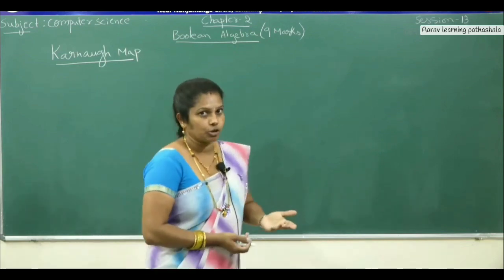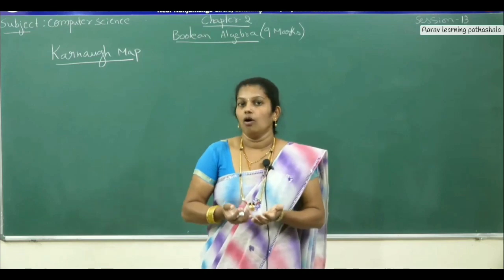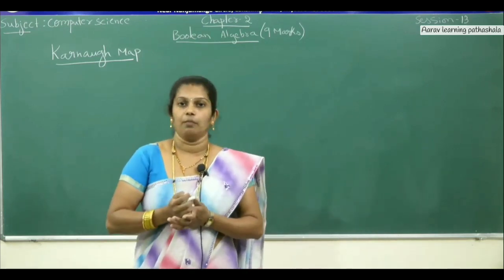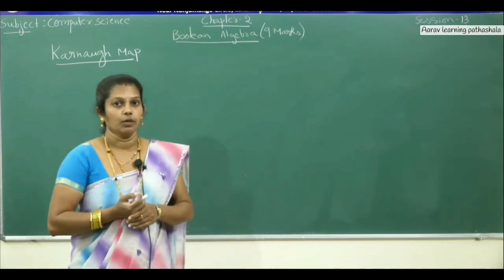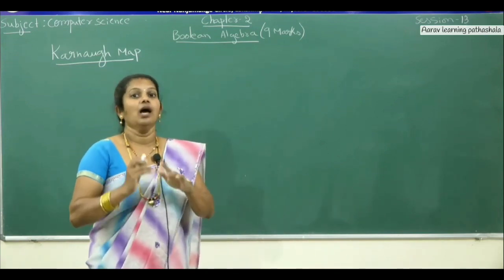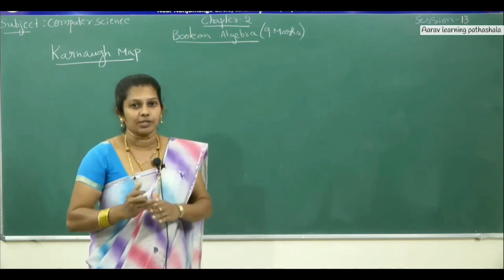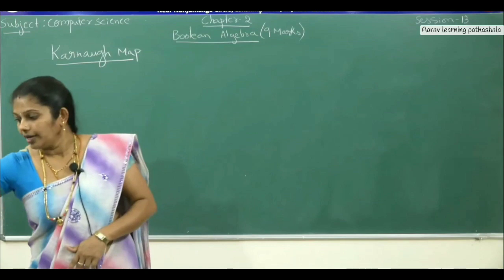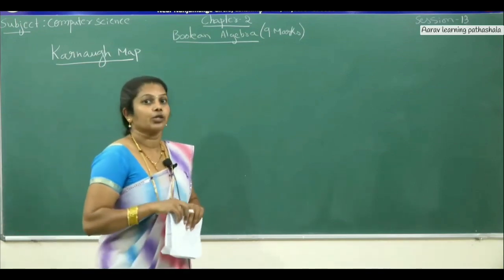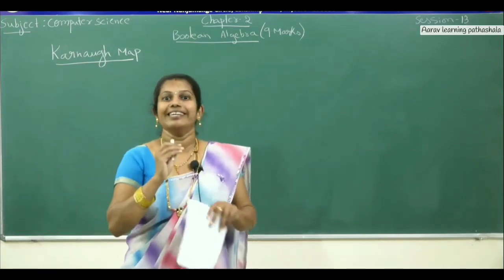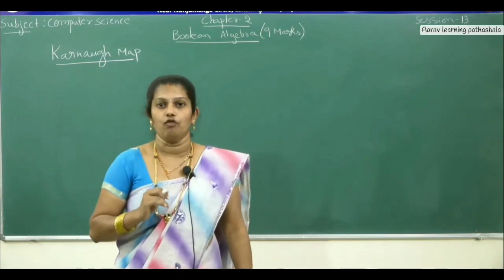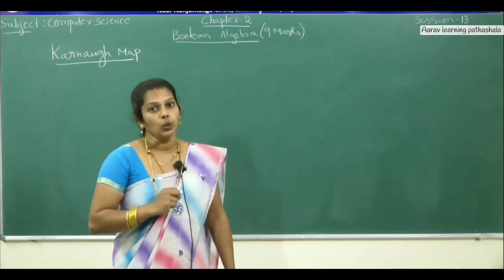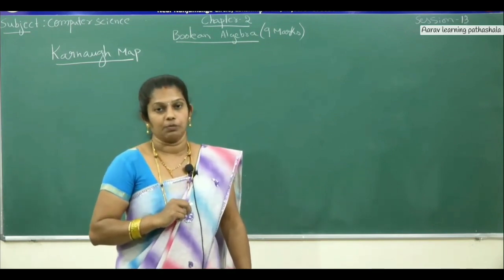In other ways, we can reduce the expression by using a truth table, or by using the expression method, or by using the Karnaugh map. In this class you will study how to reduce the expression by using the Karnaugh map. As I told you, this method reduces the expression in a graphical, pictorial format. By using rectangular boxes I can find out which variable remains and how to reduce the expression.